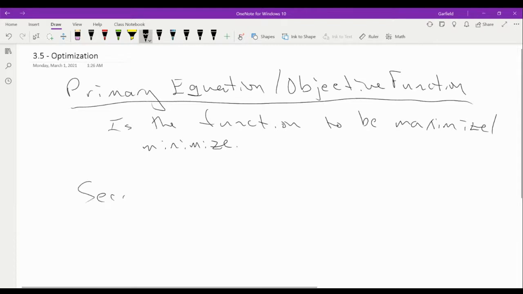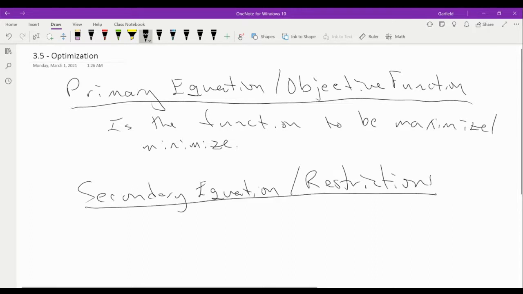And then we have a secondary equation. This secondary equation is normally the restrictions. The whole purpose of the secondary equation, like the name suggests, is to place some amount of restriction on the primary equation. In essence, it reduces our equations from 2 equations down to 1.